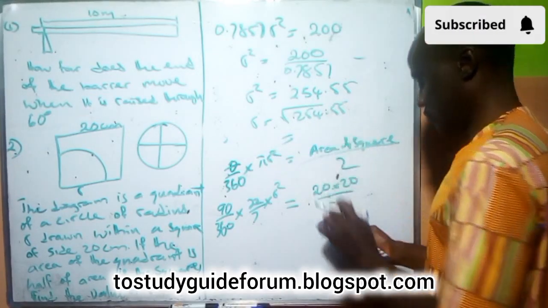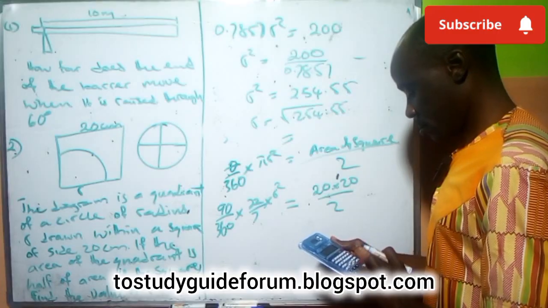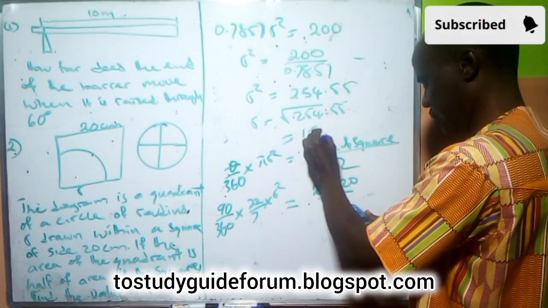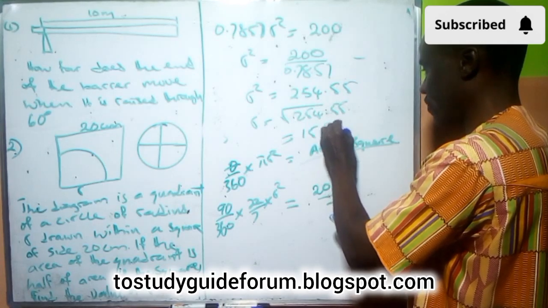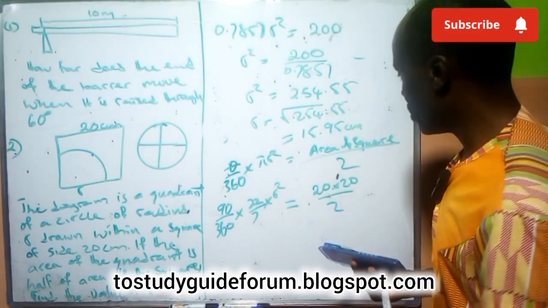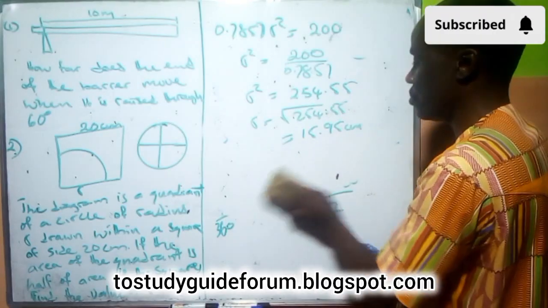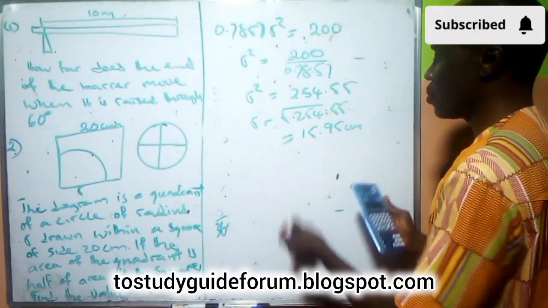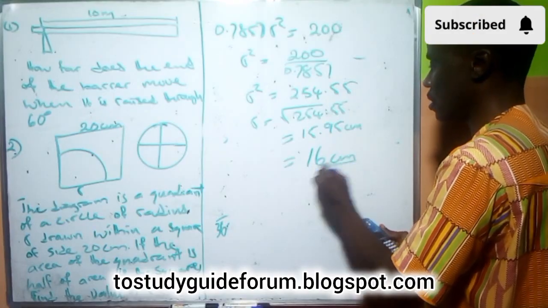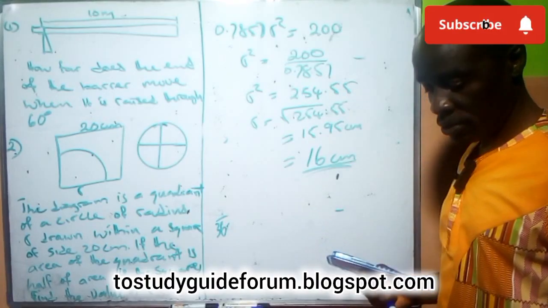here we have 15.95 cm. Now this should be approximated to the nearest whole number. We have it to be 16 cm.